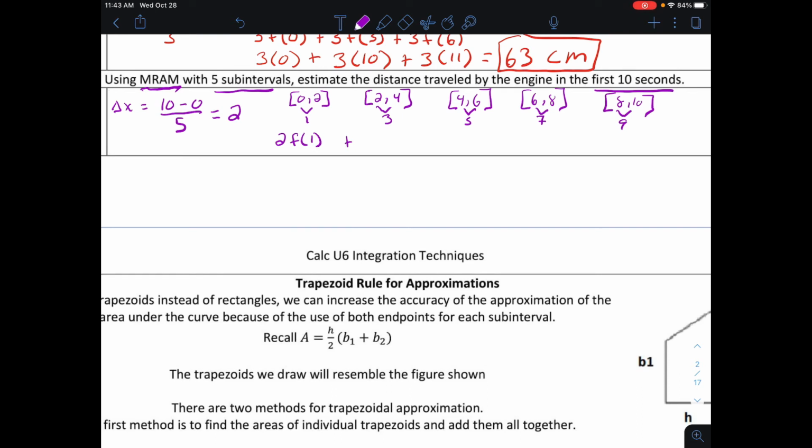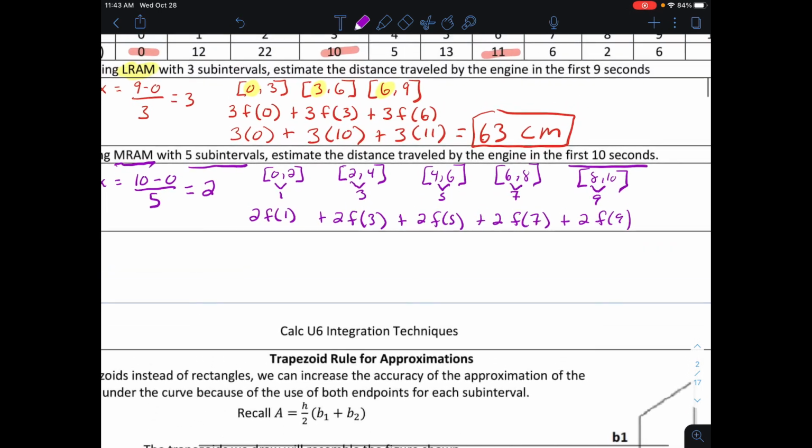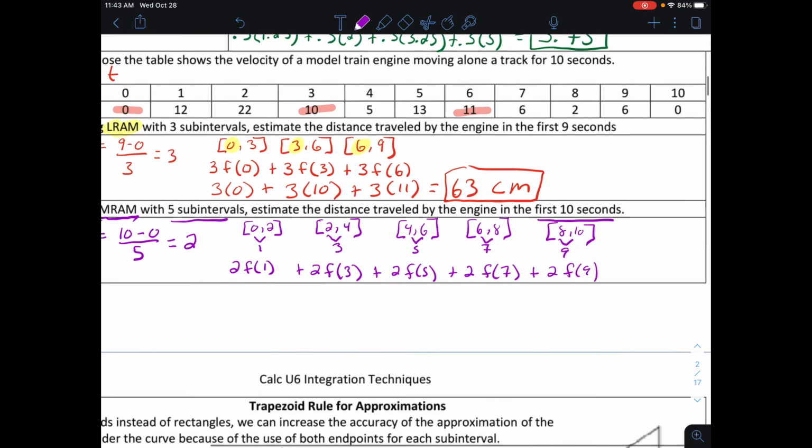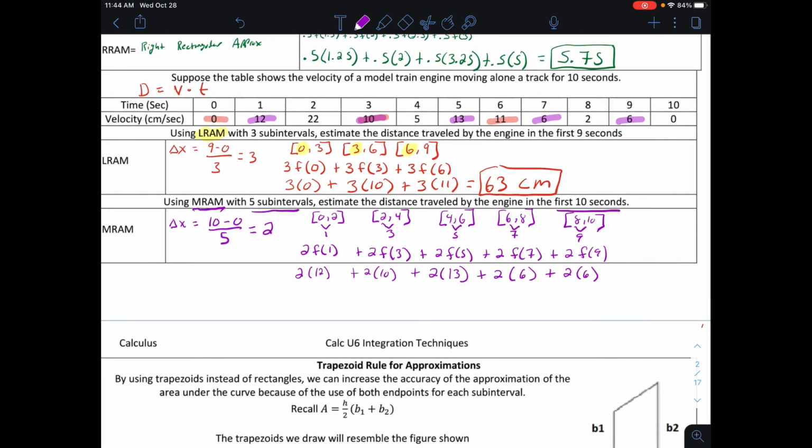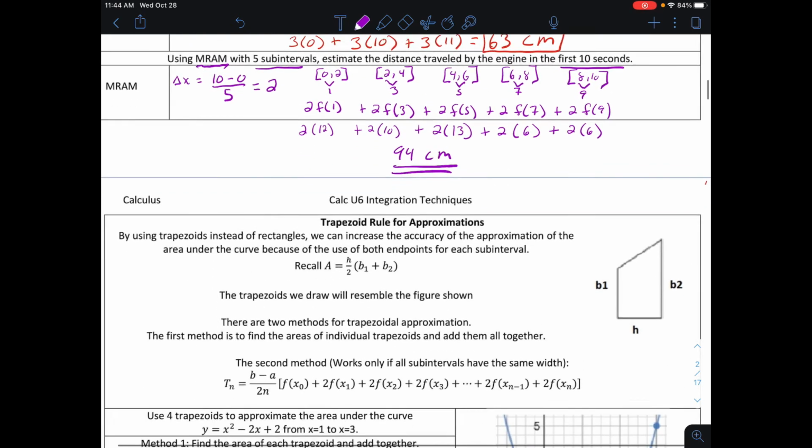So the first one would be 2 times f of 1. The second one, we have a width of 2, and it would be times the function's value at 3, plus we have a width of 2 times f of 5, plus the width of 2 times f of 7, plus a width of 2 times f of 9. And we would go get those values from our table and plug in. And so we plug in and we get these values out of our table. Now the function value really is the velocity that we're talking about here. And we add all those together and we get an approximation of 94 centimeters using this approximation method.